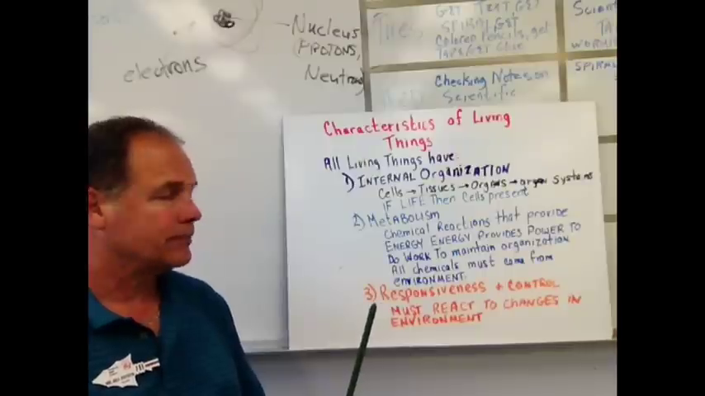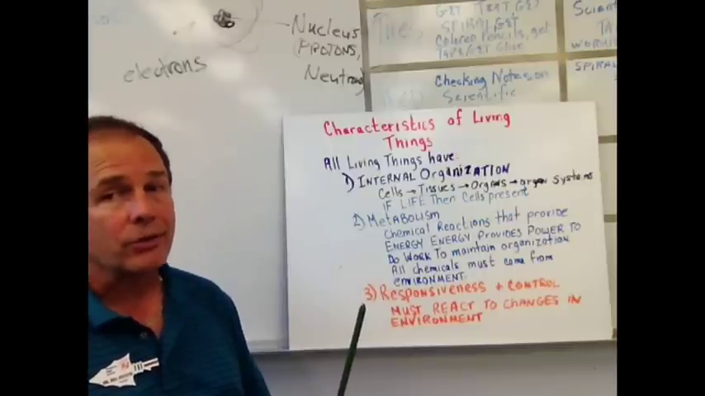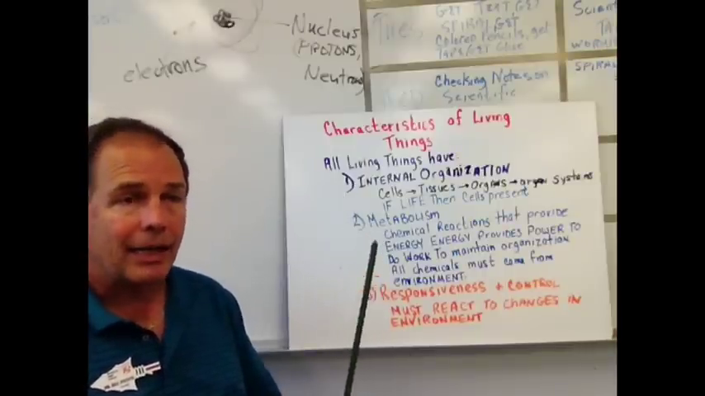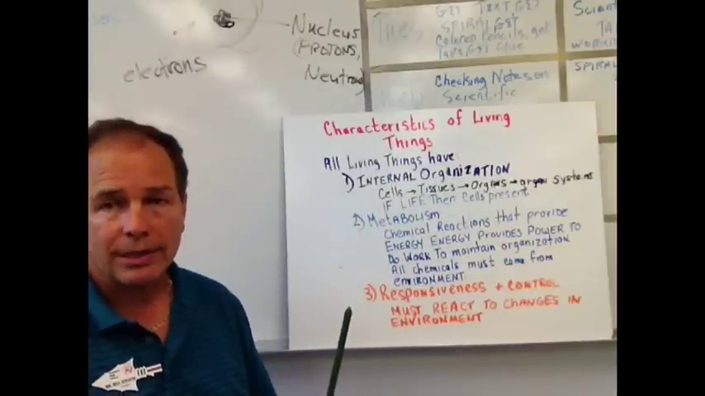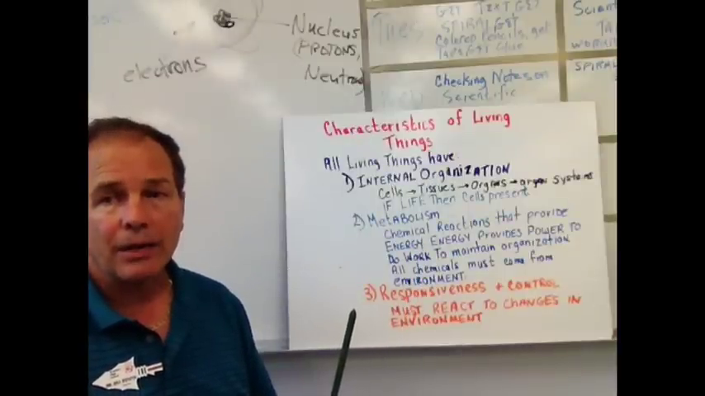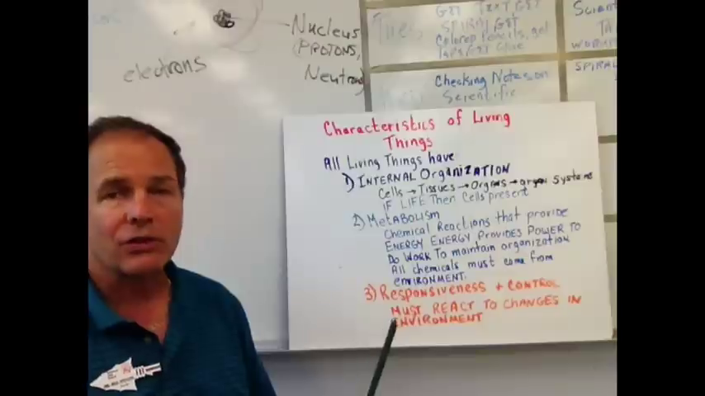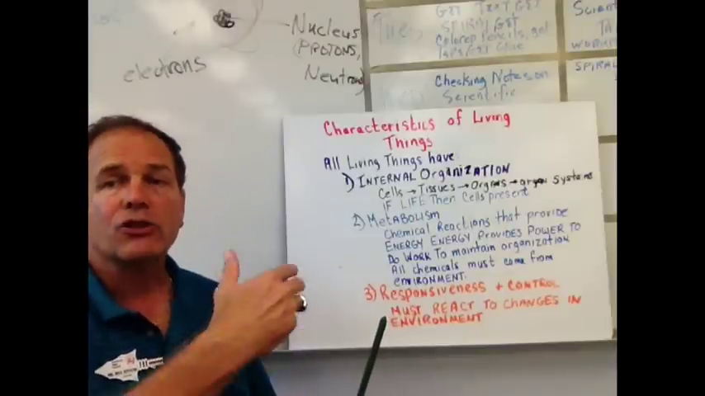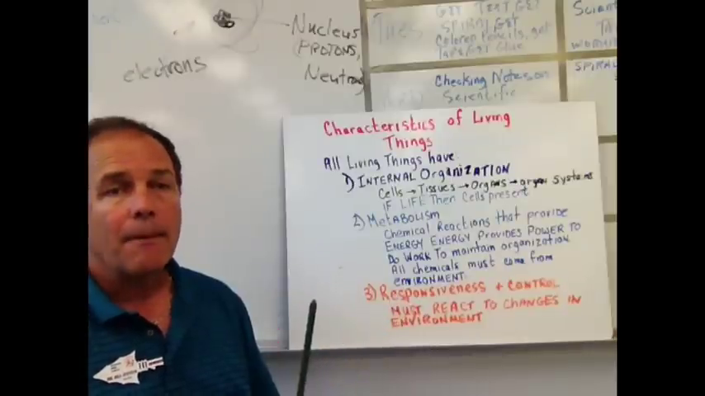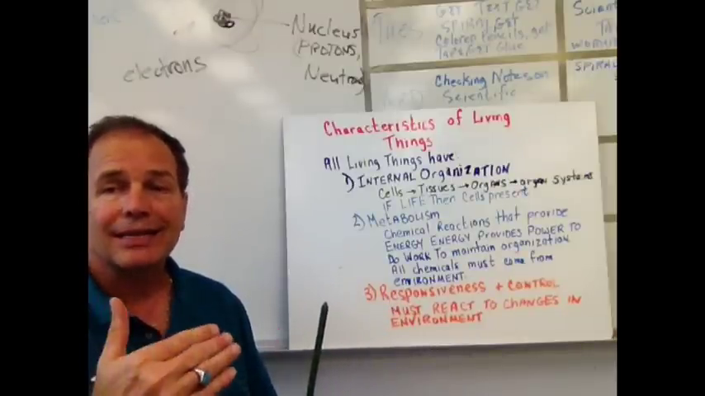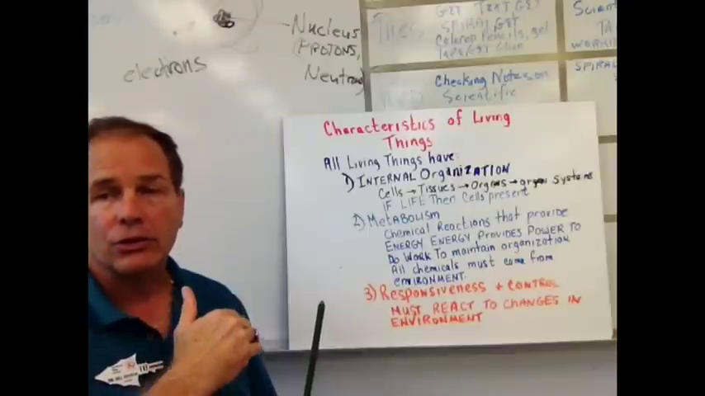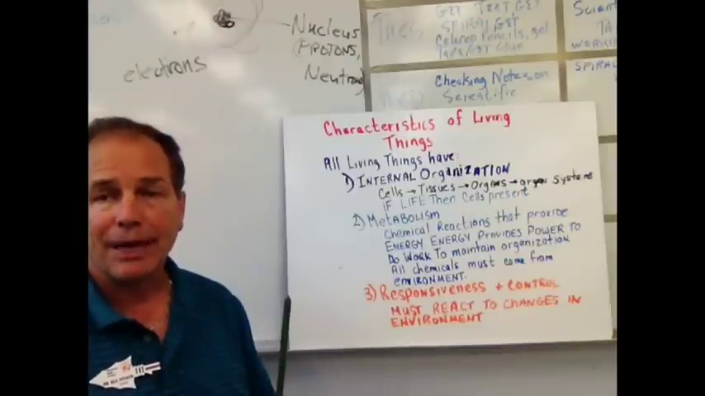Responsiveness and control. There's going to be changes in the environment. There's no doubt about it. Your body or a living thing must be able to control itself to respond to the changes in the environment. So there's going to be stimuli, and then there's going to be a response. An efficient organism under control will use less energy reacting to the changes and therefore be better suited for life.